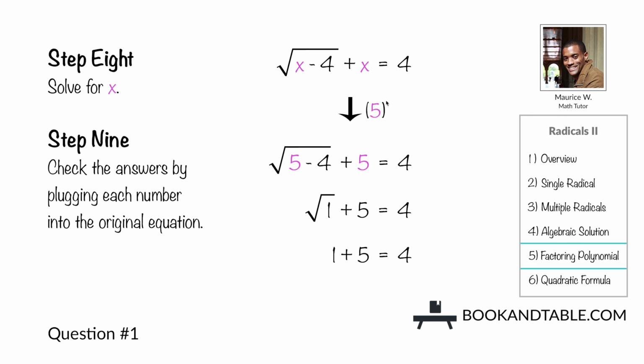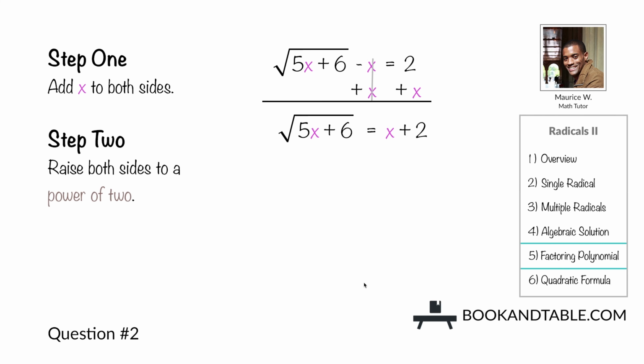And now we test 5. The square root of 5 minus 4 is equal to the square root of 1, which is equal to 1. Plus x is plus 5. So 1 plus 5 is equal to 6. And since 6 does not equal 4, x does not equal 5. So the only answer to question number 1 is x is equal to 4.